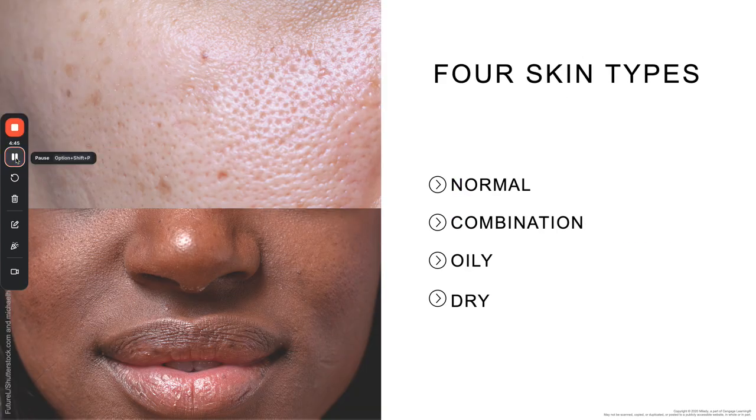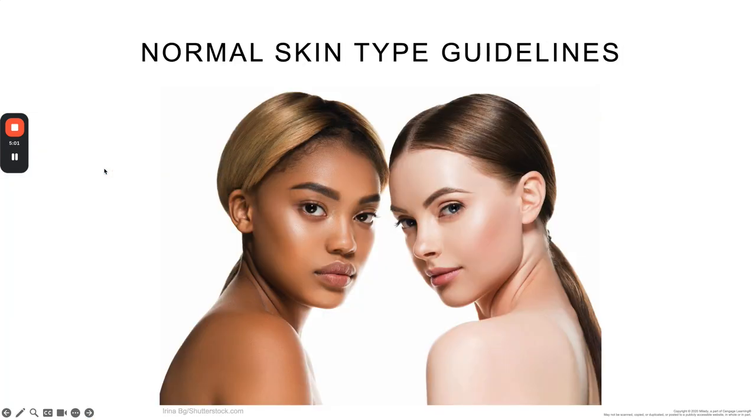Okay, there are 4 skin types. The 4 skin types are normal, combination, oily, and dry. And so we are going to break down each of those 4 skin types over the next few slides. We're going to start with our normal skin type. I'm going to give you guys some things to jot down and consider for your normal skin type.